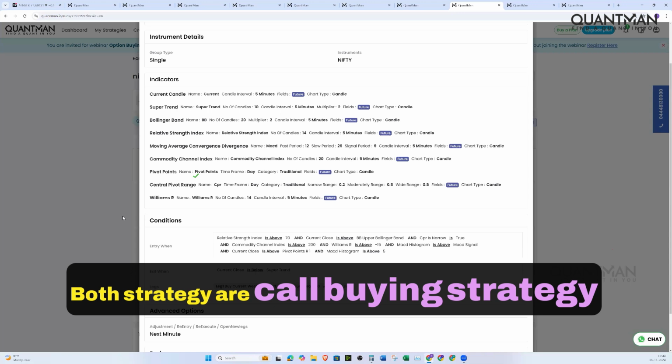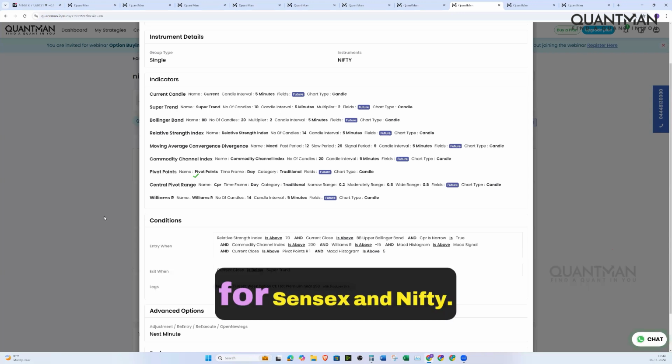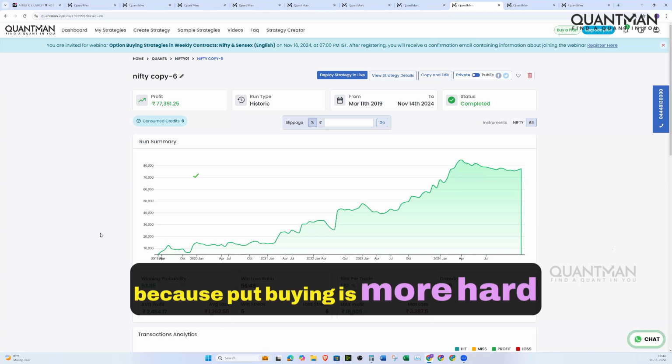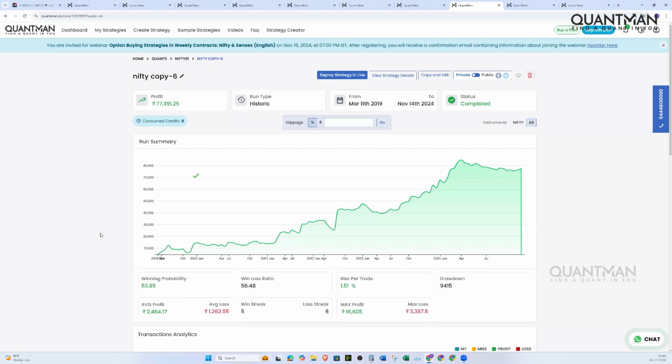Both strategies are call buying strategies for Sensex and Nifty. For put buying, we need to work on it, because put buying is harder for creating a strategy.